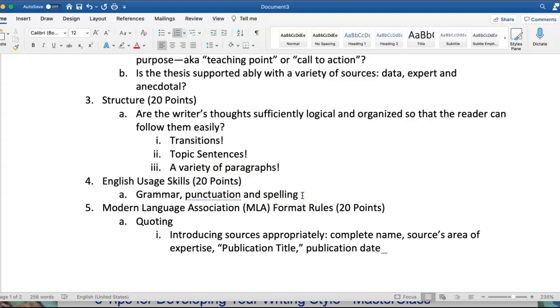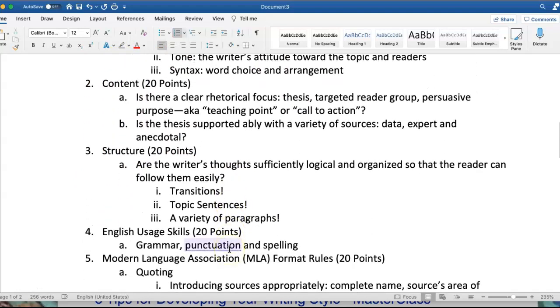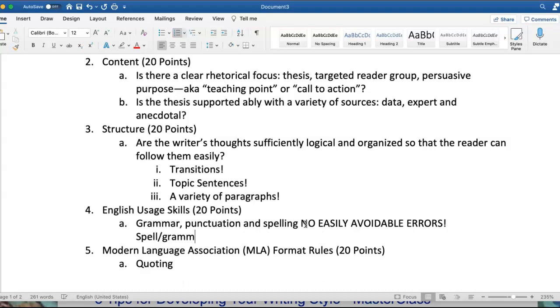You need to decide. When I was going to school, if I made as many as 3 grammar, punctuation, and spelling errors, there was no way I could get an A grade, no matter how terrific my writing style, content, and structure were. Just as a teacher, it's my opinion. I don't do this. I just simply look for no easily avoidable errors.